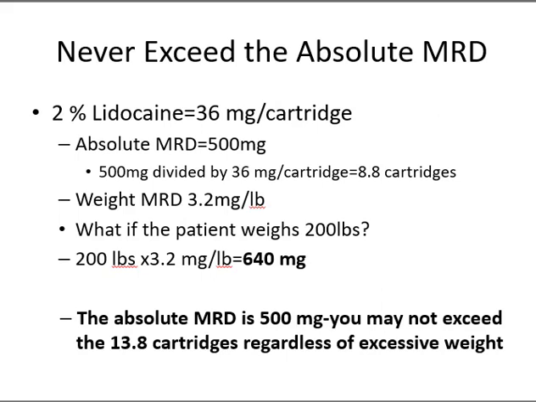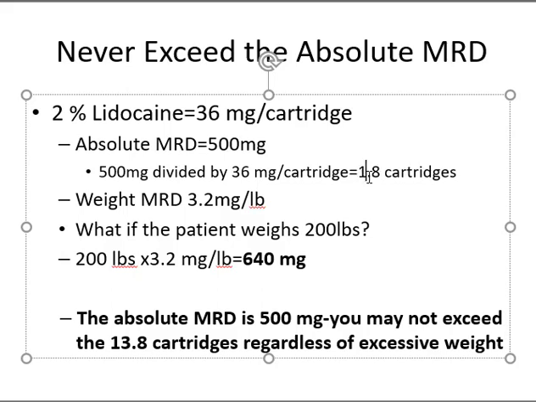Let's look at that. So our 2% lidocaine, that's 36 milligrams a cartridge. The absolute MRD is 500. So that 500 divided by 36 is 13.8 cartridges. Now the weight MRD is 3.2 milligrams per pound. So what if the patient weighs 200 pounds and you're like, I'm using the weight-based MRD?